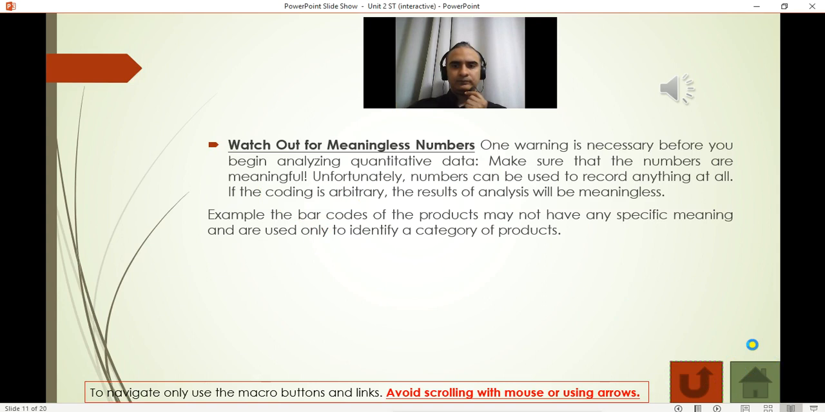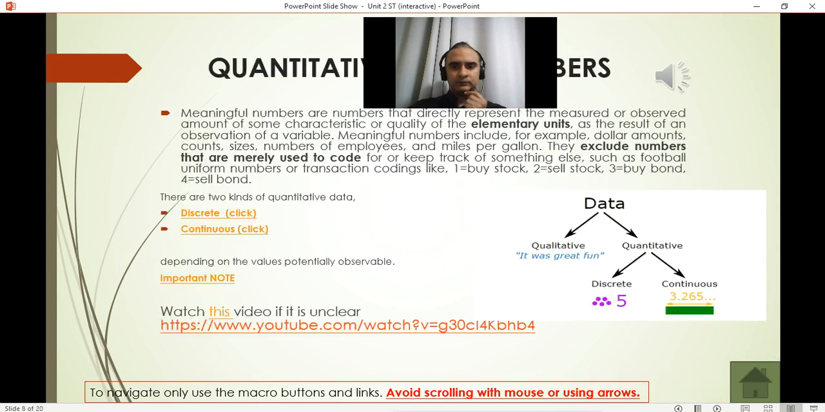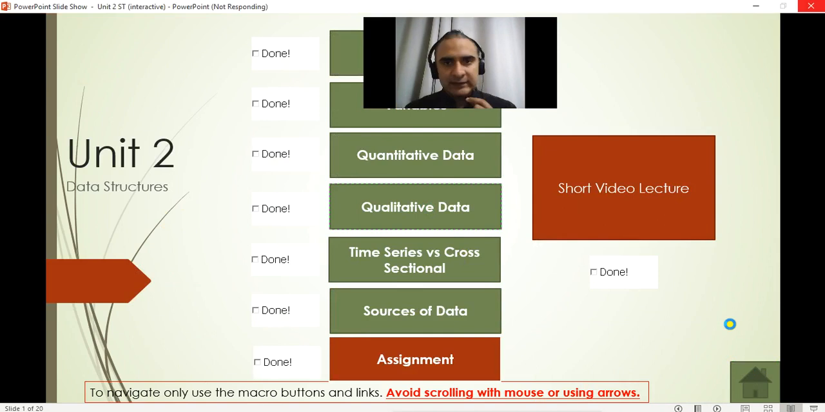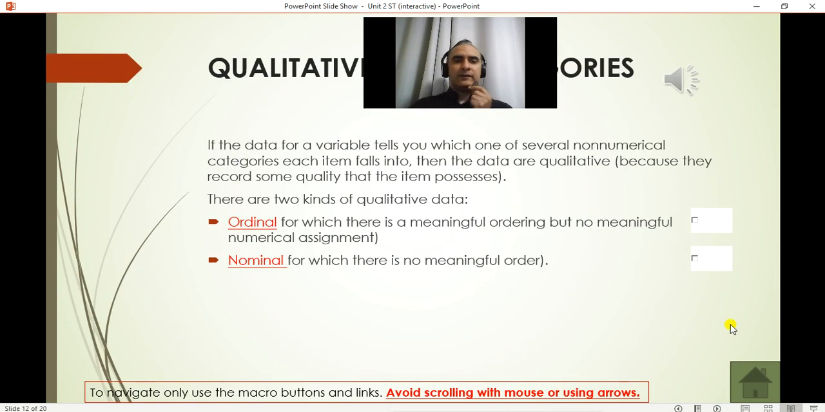Now, let's look at qualitative data. When we go to qualitative data, that's another story. When we're talking about qualitative data, we're talking about the qualities. For example, we have two types of them. Most of the time we're talking about words, right? Descriptions. We can say they are ordinal, they have a certain order, or nominal, they have no meaningful order.